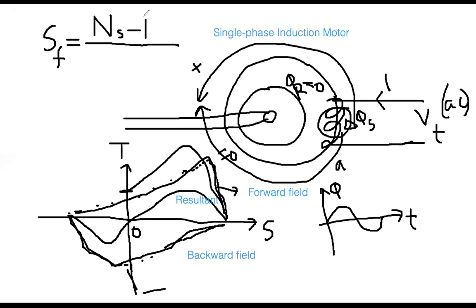NS minus NR over NS. So you all note down that S subscript F, F refers to the forward field, meaning that this is slip due to forward field, which is the same. Now, what will be the slip due to backward field?